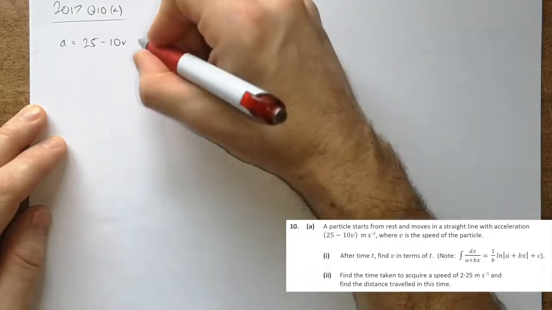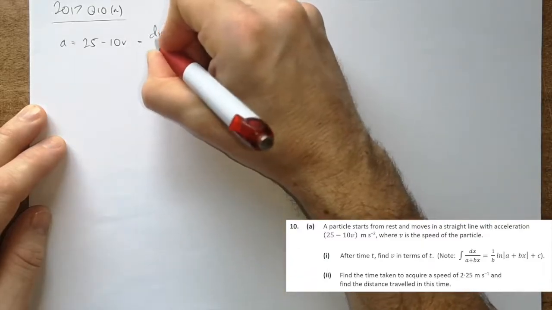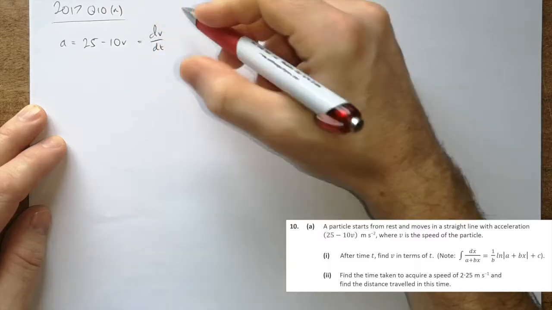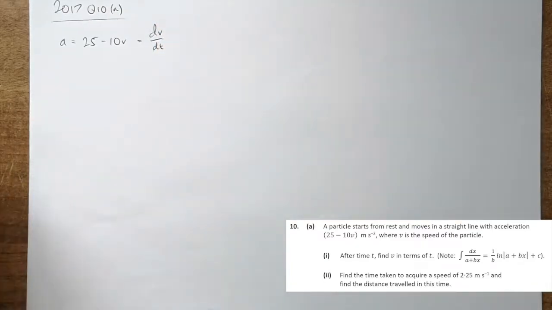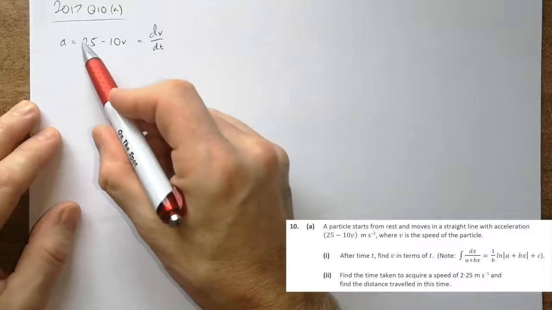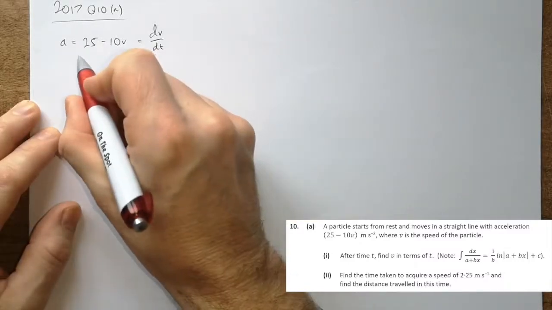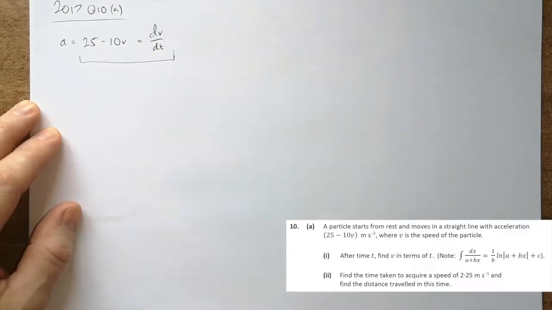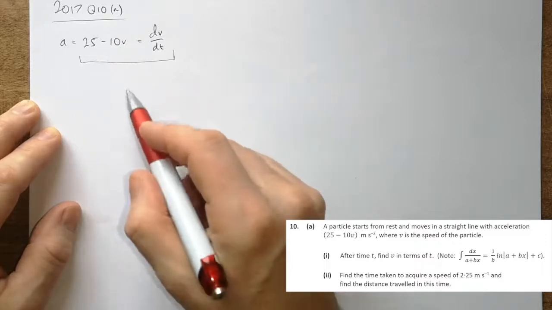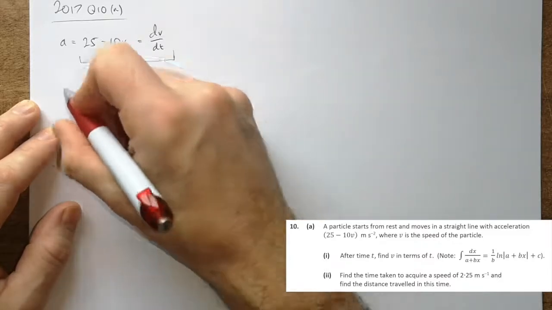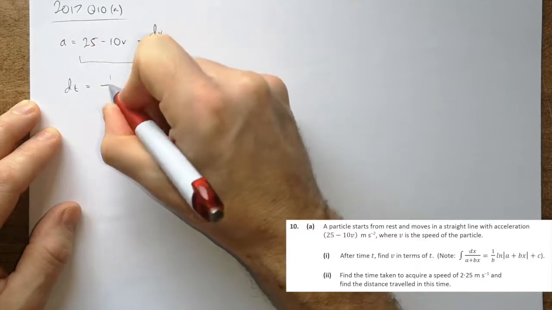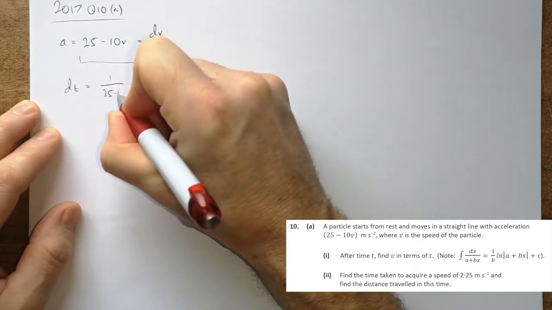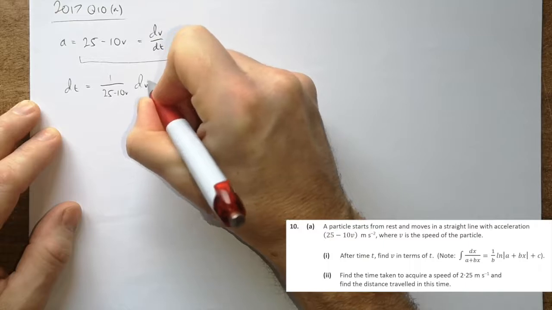Well, acceleration is dv/dt. It's the rate of change of velocity with respect to time. So we have that one there. So really what we're going to do is try and take this and integrate it. Quick little bit of rearrangement, our usual bits and pieces on one side. So we end up with dt equals 1 over 25 minus 10v dv.